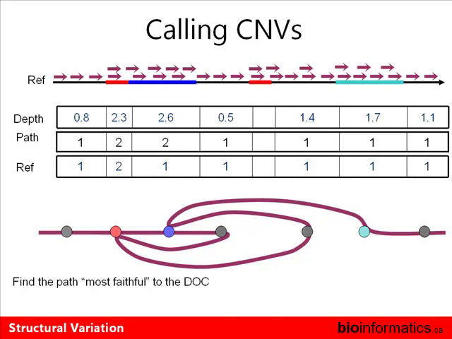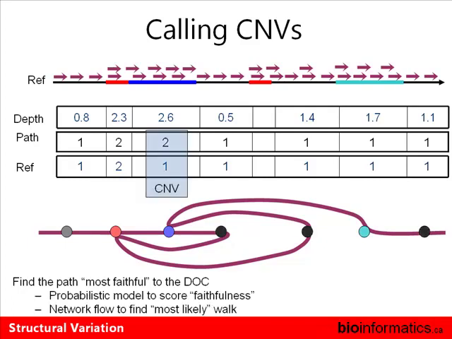These went through once. And here it was present once in the reference, but twice in the donor. So this blue area is a copy number variant.